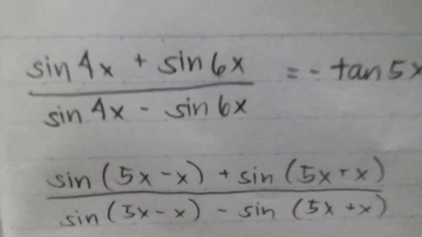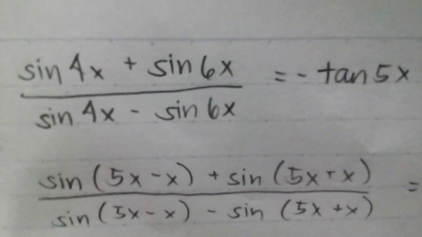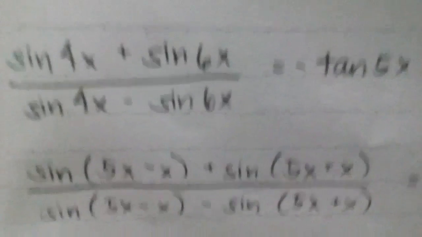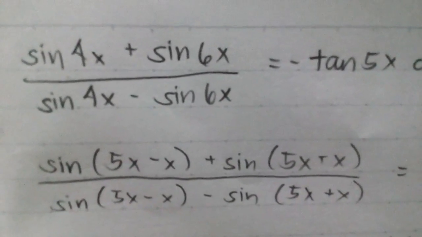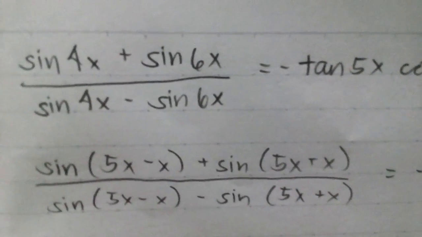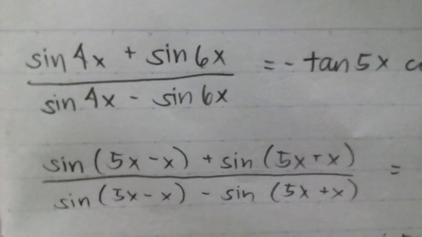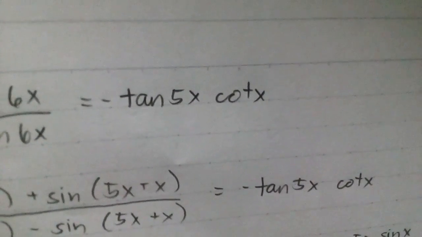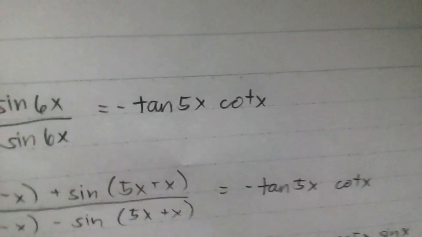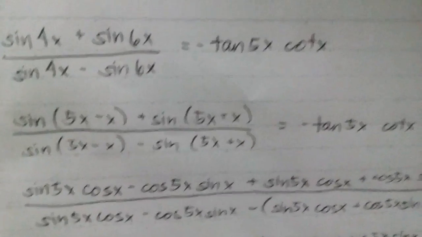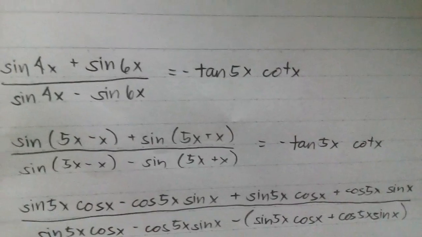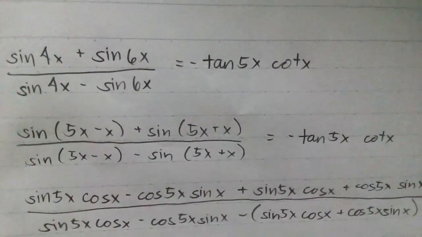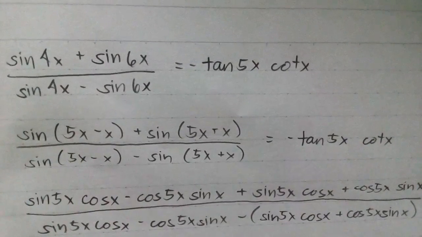So we'll have sine quantity 5x minus x plus sine 5x plus x, and for the denominator we'll have sine quantity 5x minus x minus sine quantity 5x plus x is equal to negative tangent 5x cotangent x. So the next step is to use the sum and difference identities. We have the sin cos cosine for sine, so we'll use that.